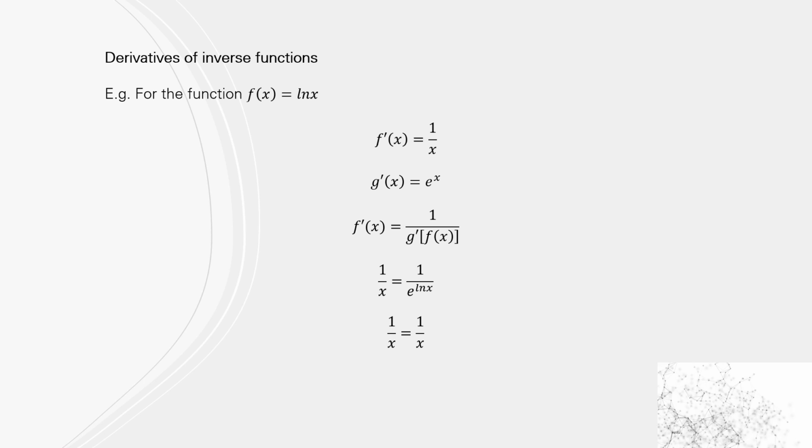So using our rule, f'(x) is equal to 1 over g'(f(x)). f'(x) was 1 over x, and we get g'(f(x)) is e^(ln x), because f(x) was ln x. So you get 1 over x equals 1 over x. So that's using an example to show that f'(x) equals 1 over g'(f(x)).